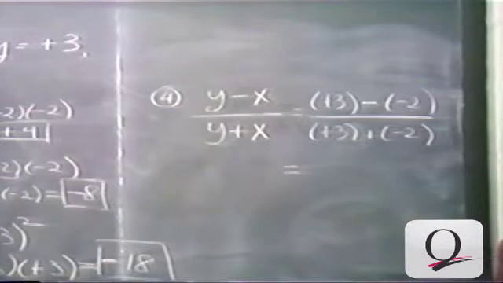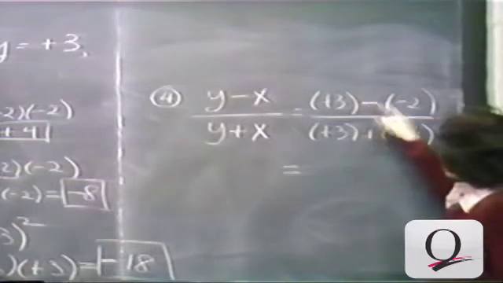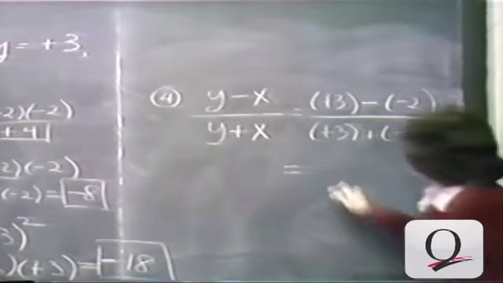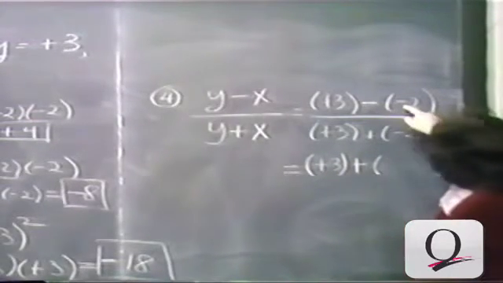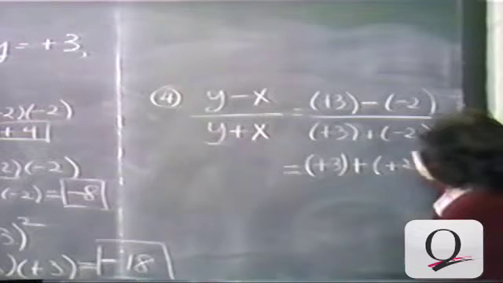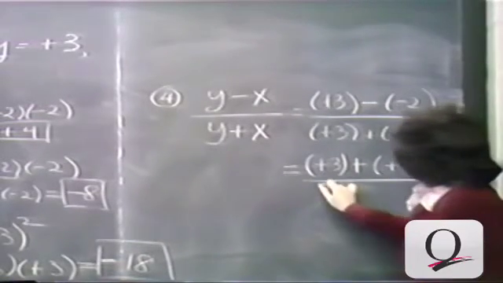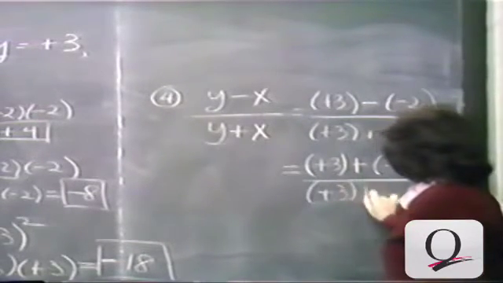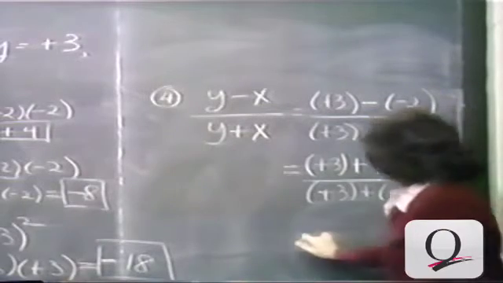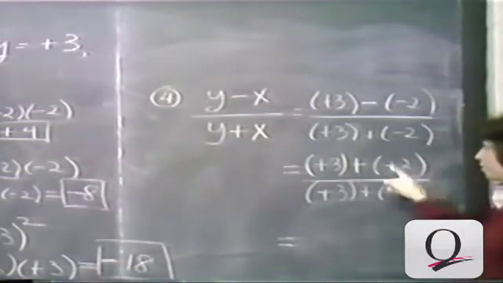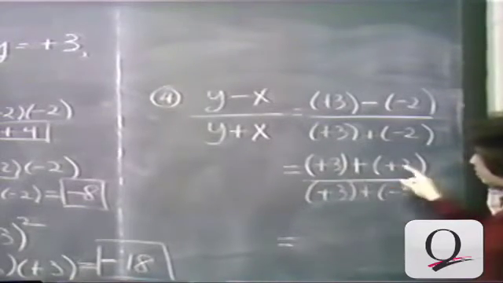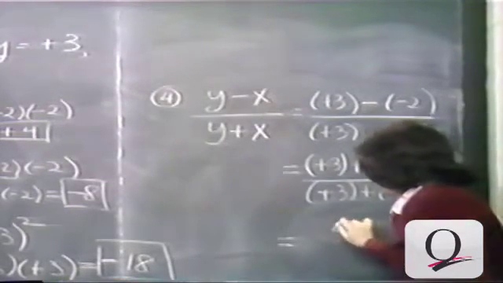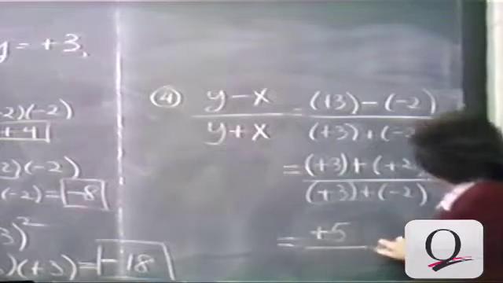Okay, now in the numerator we have a subtraction of signed numbers. We change the subtraction to addition. We change the sign on the second number. In the bottom, of course, we just have an addition. To add numbers with the same sign, you just add the numbers without the signs. So 3 plus 2 gives you 5. You tack on the common sign.